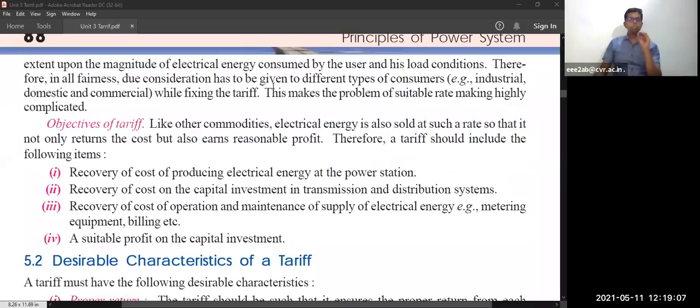So next, what are the objectives of tariff? Like other commodities, electrical energy is also sold at a rate so that it not only returns the cost but also earns a reasonable profit. They have to get some reasonable profit, not full profit. Then only can they run the generators, transmit, distribute, and go for frequent maintenance and replacement of equipment, once in 10 or 20 years.